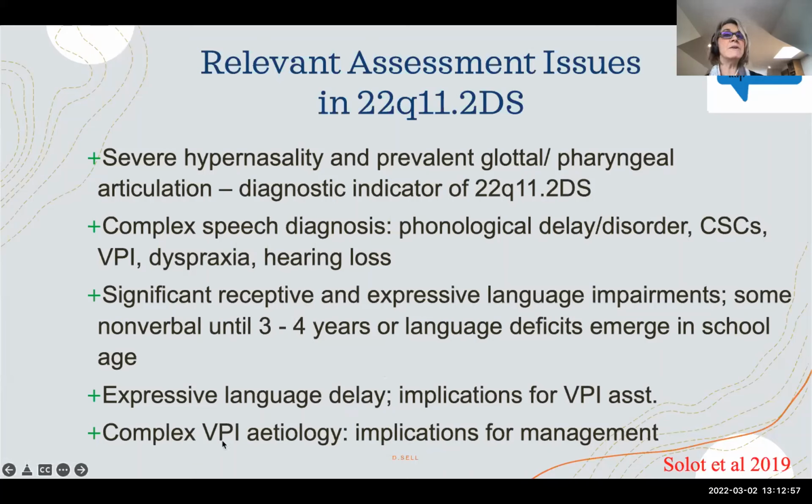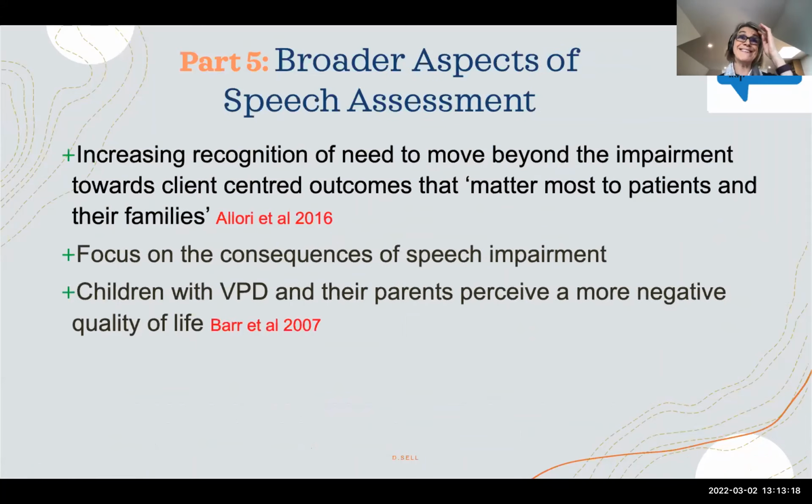And I've already alluded to the fact that it's a complex etiology, and as a result of that surgically, often they need more than one procedure, and sometimes we have to accept some mild hypernasality. Our main aim with them is that they get intraoral pressure so we can get their speech intelligible. And actually that brings us nicely into the final part, which is about the broader aspects of speech assessment.